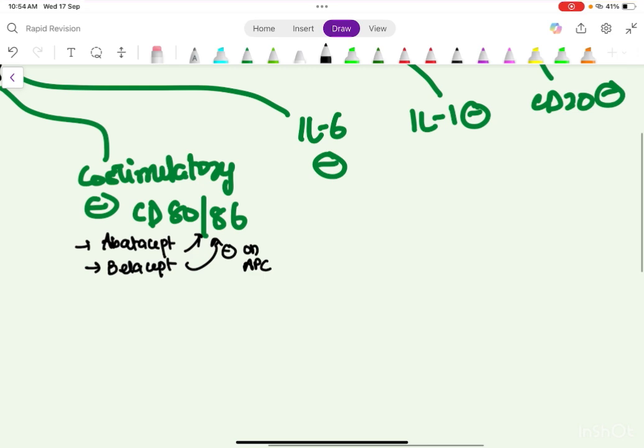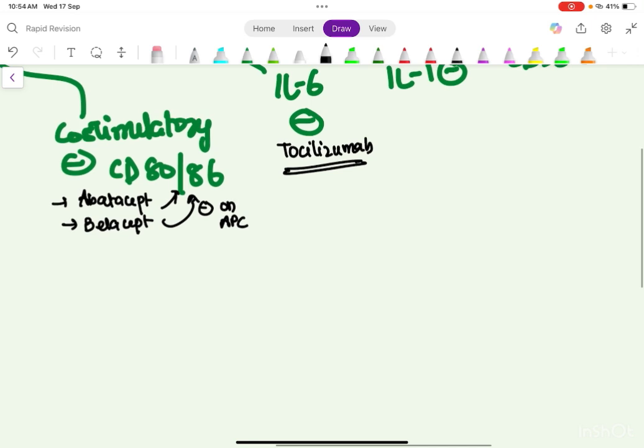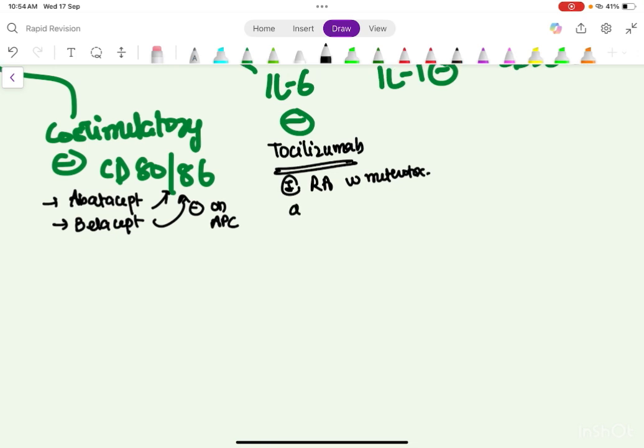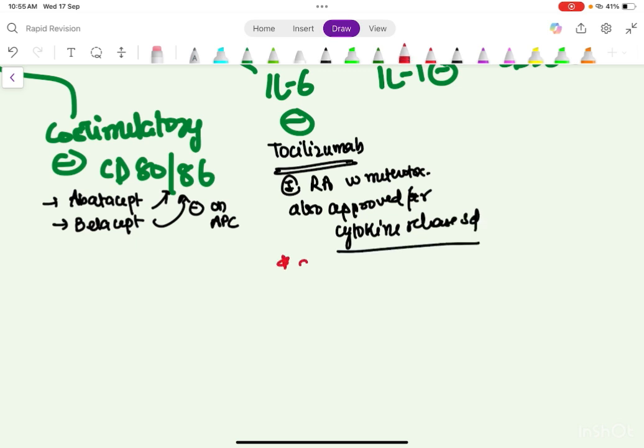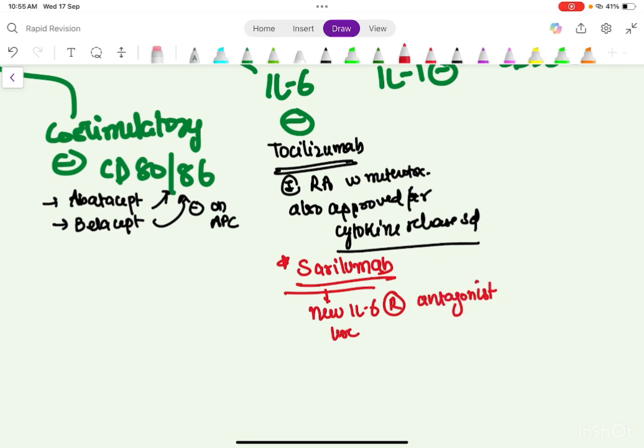Then coming on to IL-6. In this you have tocilizumab. The basic indication of this is rheumatoid arthritis with methotrexate resistance, and it is also approved for cytokine release syndrome. Now this is the recent update. There is a drug called sarilumab. This is a new IL-6 receptor antagonist used for treatment of rheumatoid arthritis.